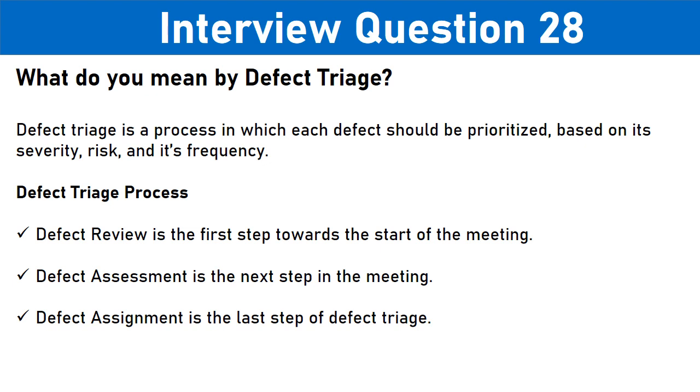Defect assignment is the last step of defect triage. In this, the bugs categorized are divided among the concerned people or department. The respective departments take the final responsibility to fix the bugs.